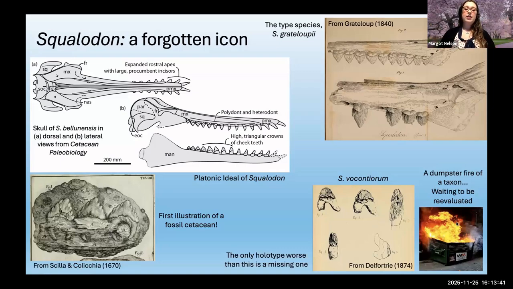So when I started out, I was like, someone will surely revise Squalodon. And then by the time I was looking at doing a dissertation, no one had revised Squalodon. So it's just waiting there for me to reevaluate it.